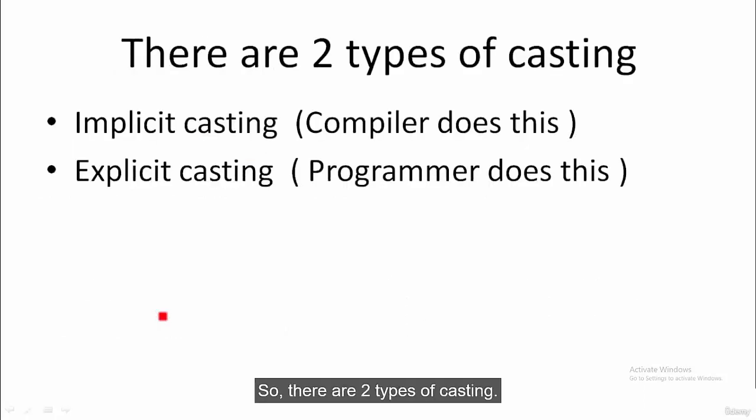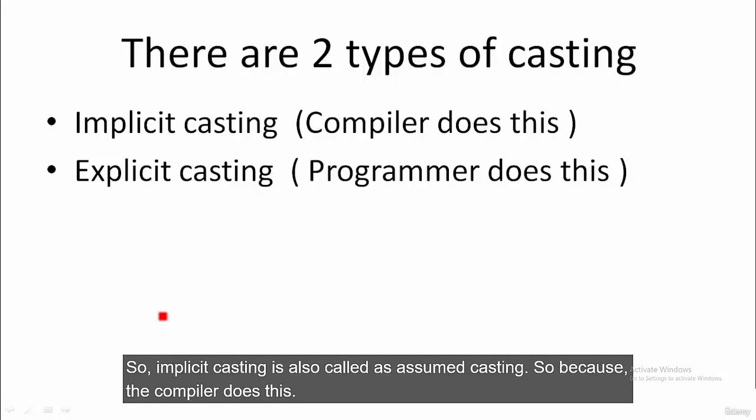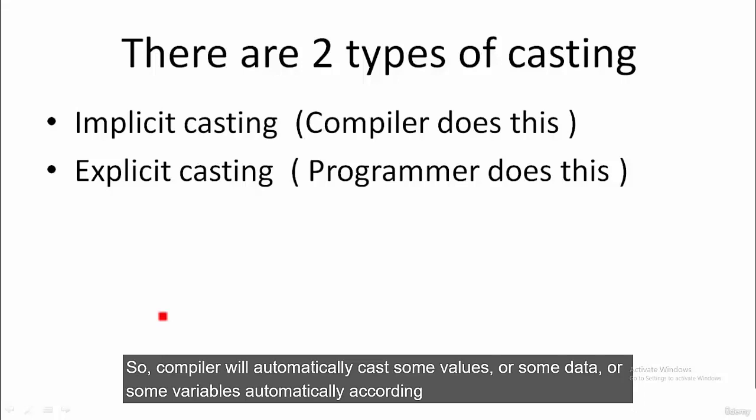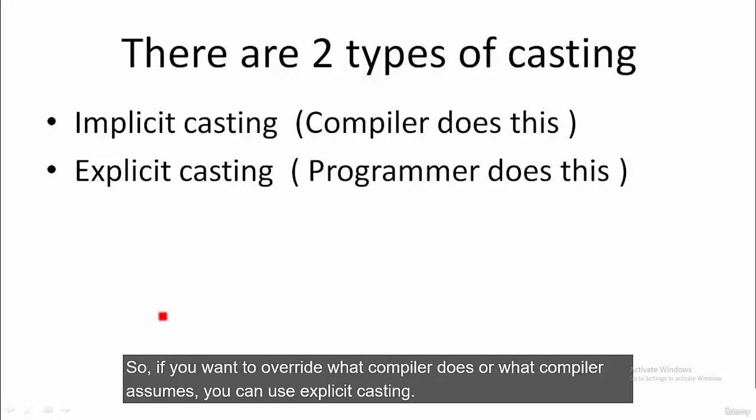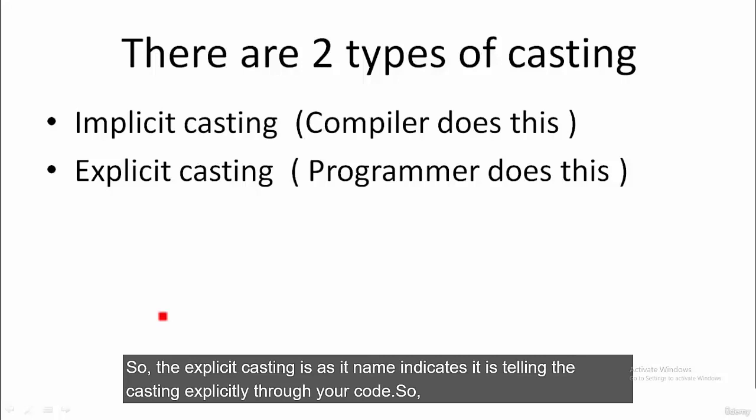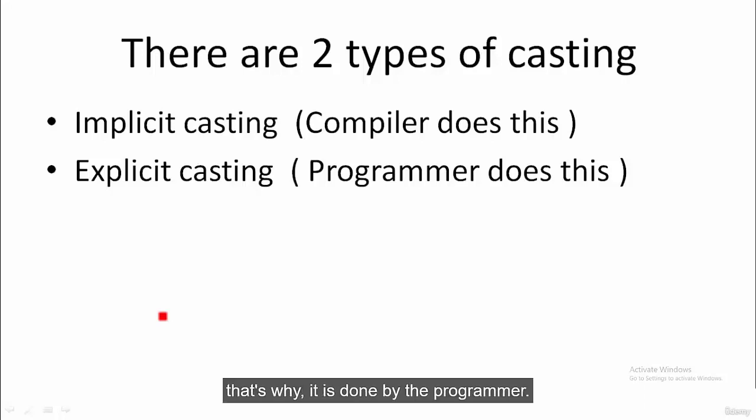So there are 2 types of casting. One is implicit casting and another one is explicit casting. Implicit casting is also called assumed casting, because the compiler does this. The compiler will automatically cast some values or some variables according to the compiler's default rules. And another one is explicit casting. If you want to override what the compiler assumes, you can use explicit casting. Explicit casting, as its name indicates, is telling the casting explicitly through your code. So that's why it is done by the programmer.